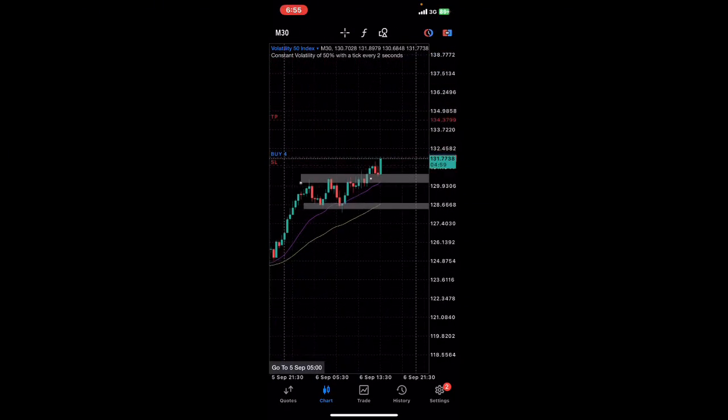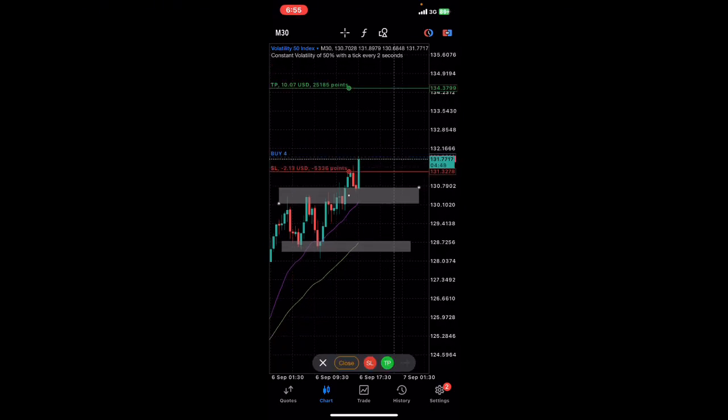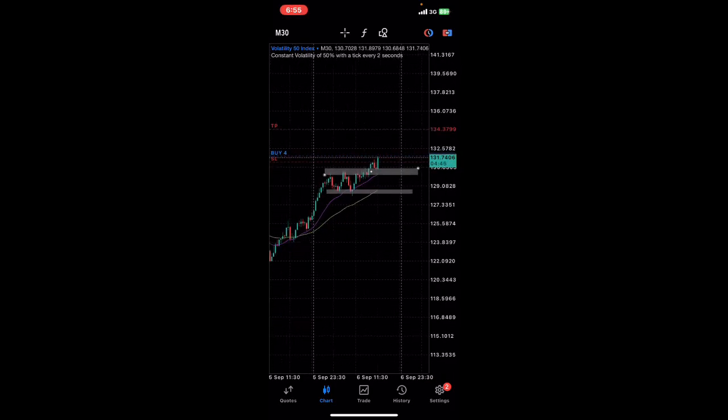You can see this is a massive bullish engulfing candle. The stop loss is too wide, so I just can't put the stop loss over there. I just have to place it at the center of the candlestick, I think 50% of the candlestick, and I'll see you guys.